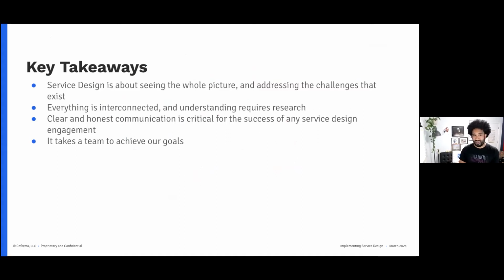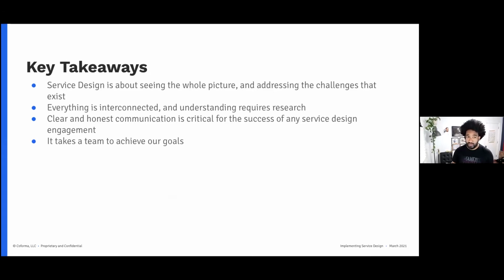And the first one is that service design is about seeing the whole picture. It is about taking into account not just what is on screen presented to someone, but the policies and processes and the decisions that go into putting that thing on the screen or in front of someone, because everything is interconnected. And in order to be able to achieve a service that actually works in one way, shape, or form, you need to have a solid understanding of how it actually connects to the other things.